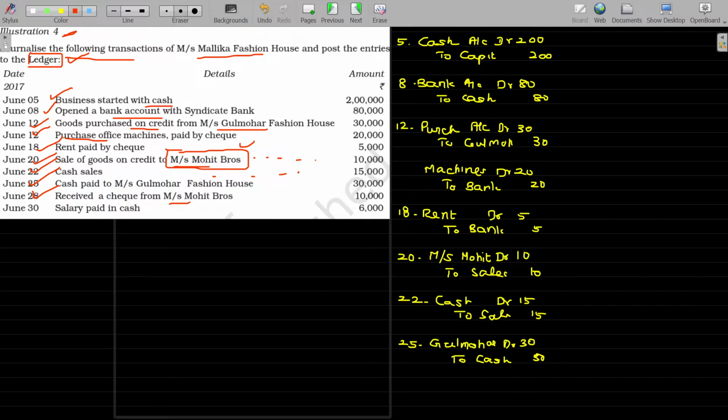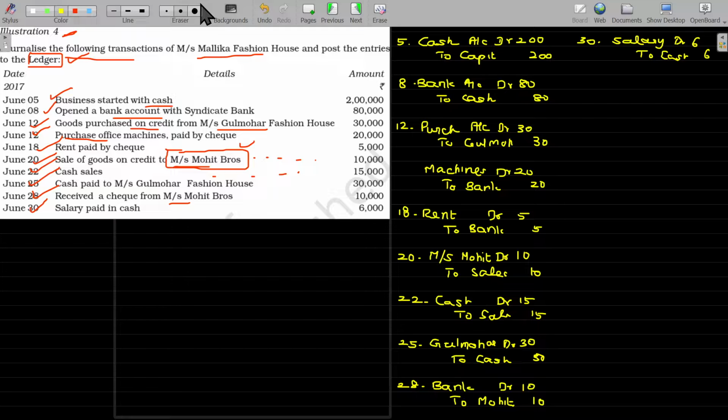28th. Received a check from Mrs. Mohit Brothers. So, we have received the money. Bank account debit to Mohit Brothers. The value being 10,000. Apart from that, 30th one being salary paid. So salary account debit to cash. This value being 6,000.